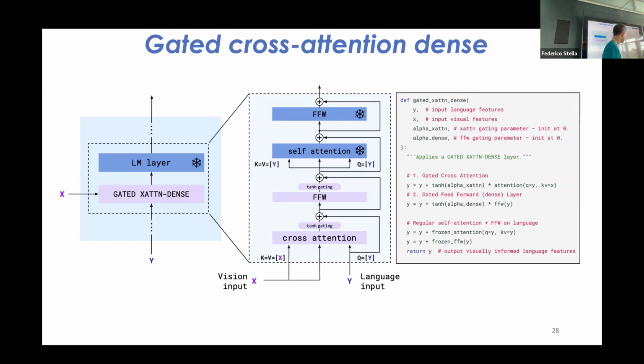And again, here you see the code, but it's very, very basic things. You have the tanh gating that multiplies the attention, and the tanh gating again that multiplies the feed-forward layer, but the rest is just transformer code.